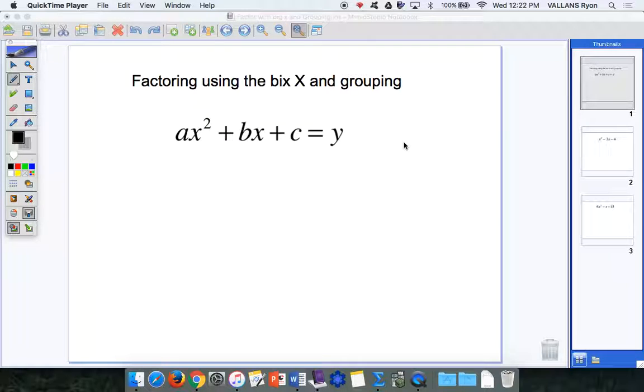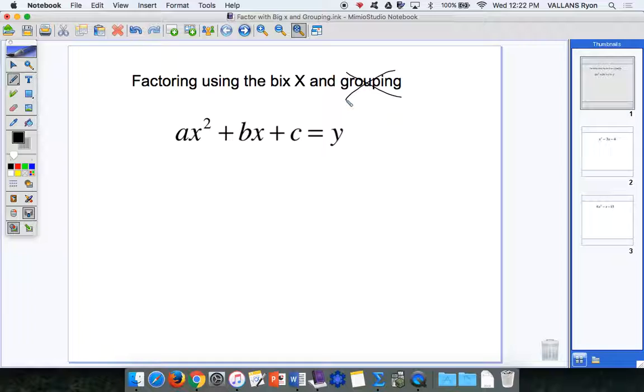Last one I did factoring using the big X and grouping. We're going to shortcut this. We're not going to group. We're going to do a little shortcut. But just to remember how we set up the big X: the top number is always A times C. The bottom number is always B.